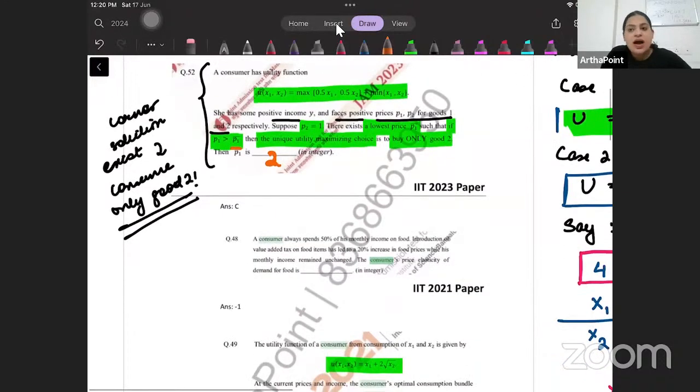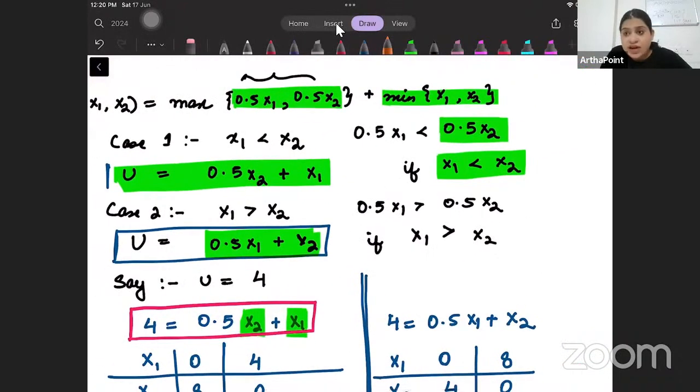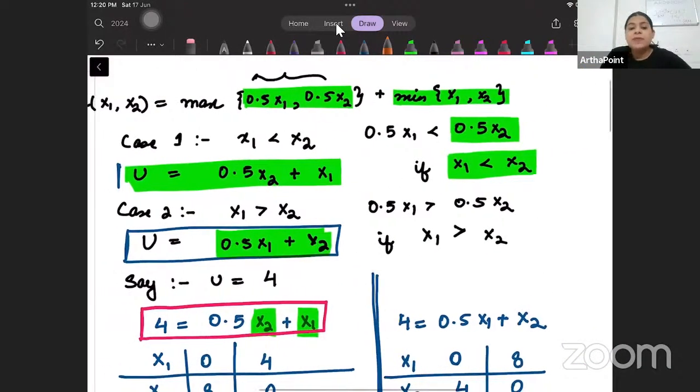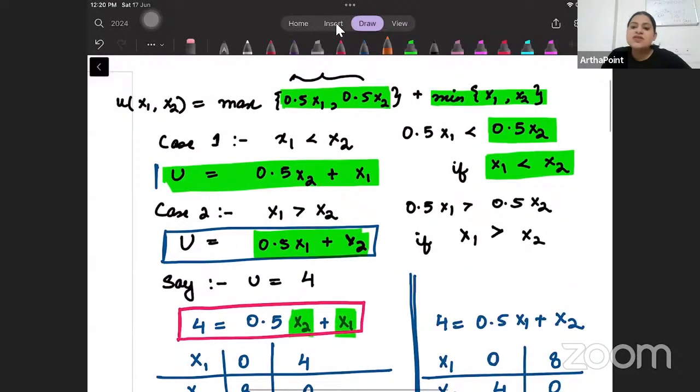So you see how, I mean, not every time the same will come. We have done so many different kinds of kinked questions, right? And any kind can come in the exam. But this is how you have to go about the approach.